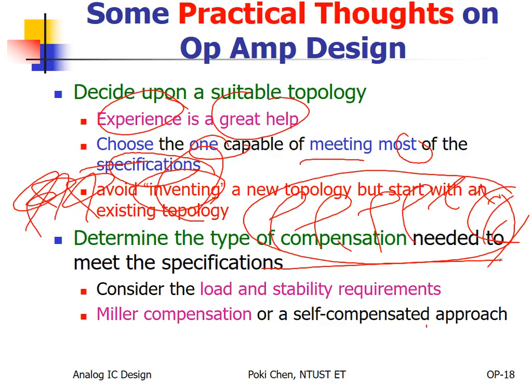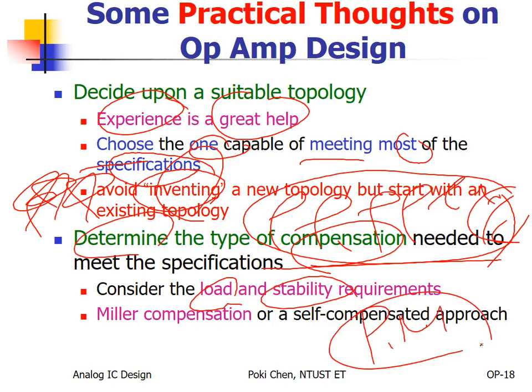And then, according to stability, you need to determine what kind of compensation you need for such a circuit or op-amp, according to how much load you need to drive, and how much stability, especially phase margin. How large the phase margin should be. And usually we apply Miller compensation. That is really interesting, right?